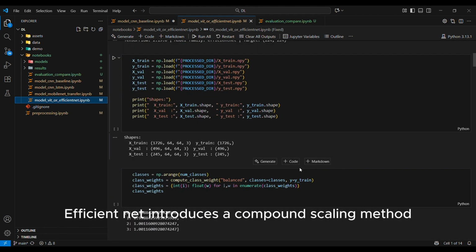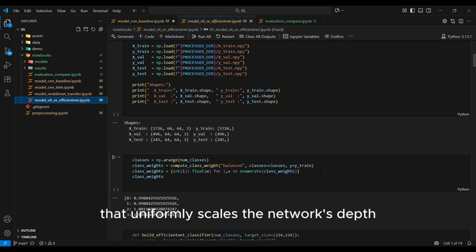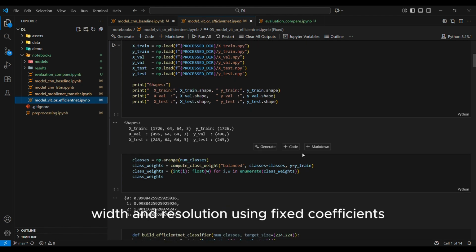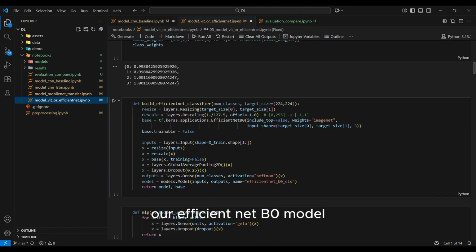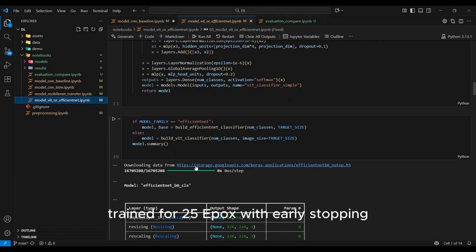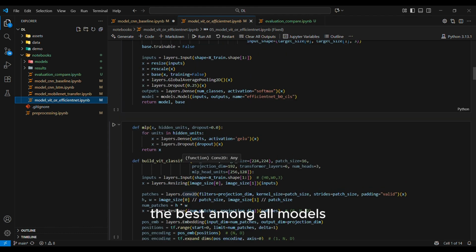EfficientNet introduces a compound scaling method that uniformly scales the network's depth, width, and resolution using fixed coefficients, resulting in high performance with far fewer parameters. Our EfficientNet B0 model, trained for 25 epochs with early stopping, reached about 96% accuracy, the best among all models.